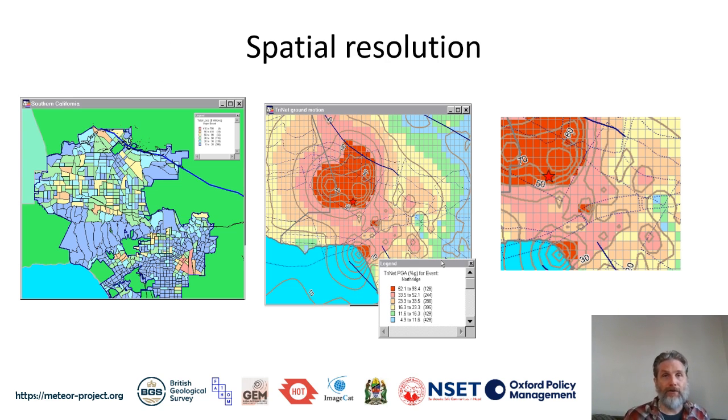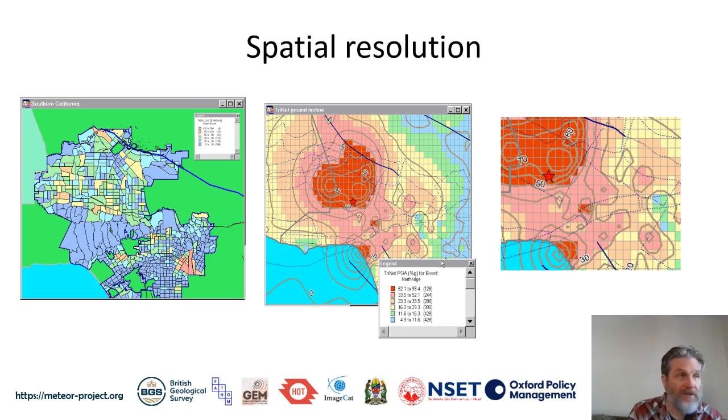All right, so we've already talked quite a bit about the inherent resolution of data without talking about what spatial resolution is. So make sure that you have a concept of that. Spatial resolution is the unit at which the data is posted.